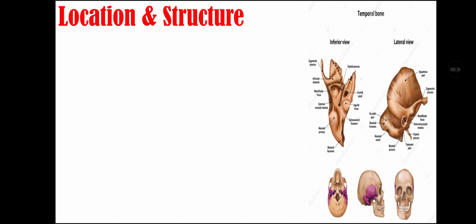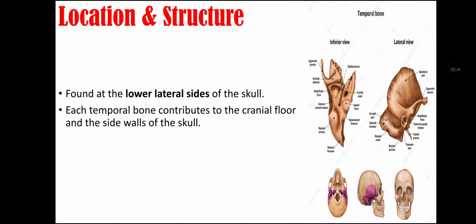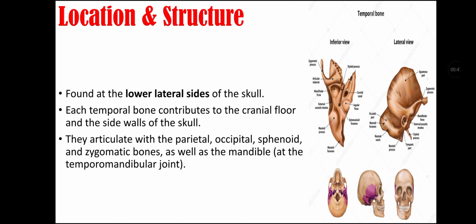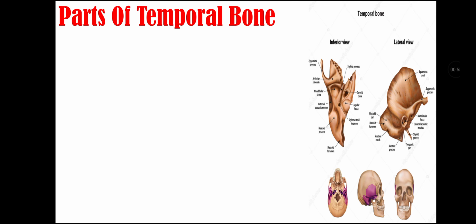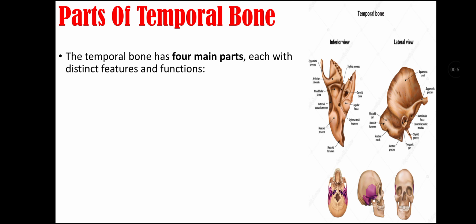Location and structure of temporal bone. It is found at the lower lateral sides of the skull. Each temporal bone contributes to the cranial floor and side walls of the skull. They articulate with the parietal bone, occipital bone, sphenoid bone, and zygomatic bones, as well as with the mandible at the temporomandibular joint.